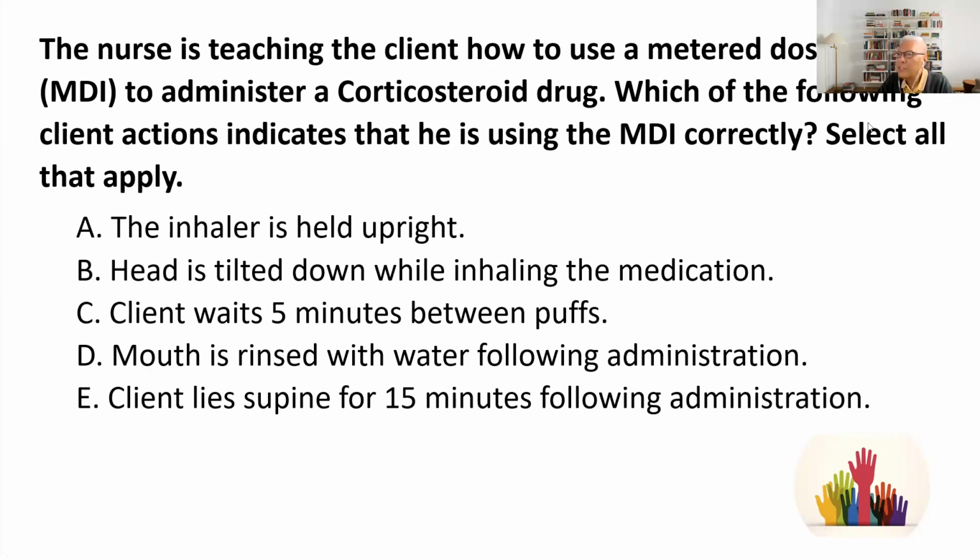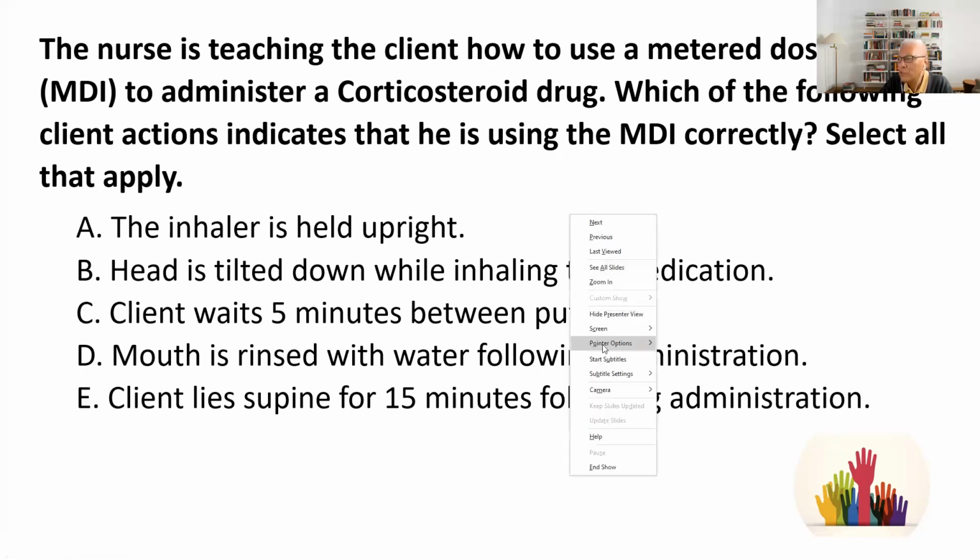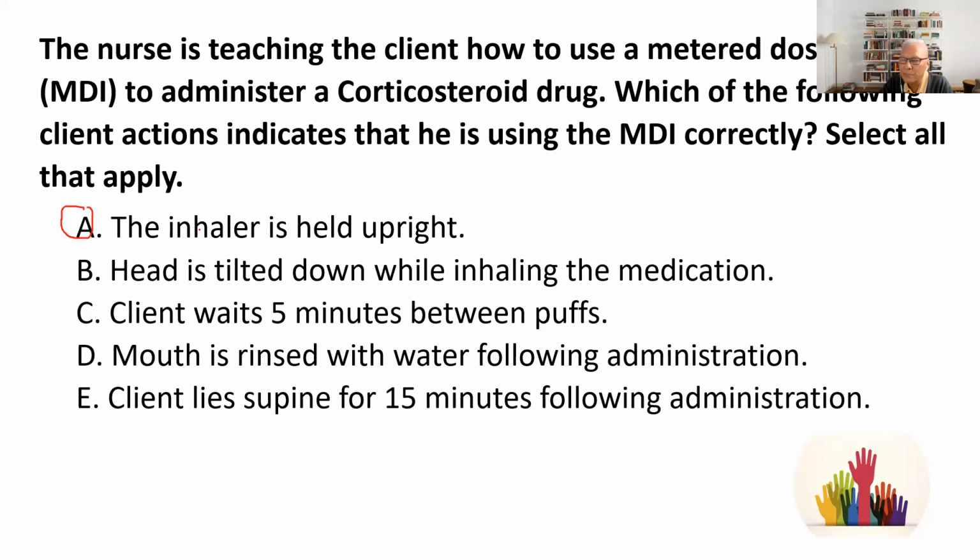Okay, so let's take a look at the answers over here. So the question is, the nurse is teaching the client how to use a metered dose inhaler to administer a corticosteroid drug. Which of the following client actions indicates that he is using the MDI correctly? Select all that apply. So MDI is metered dose inhaler. So what are some of the interventions or the teaching that you have to emphasize to these patients? Well, obviously that the inhaler should be held upright. Now, head is tilted down while inhaling the medication. This is not going to assist the drug going down into the lungs. So this would be an incorrect thing.